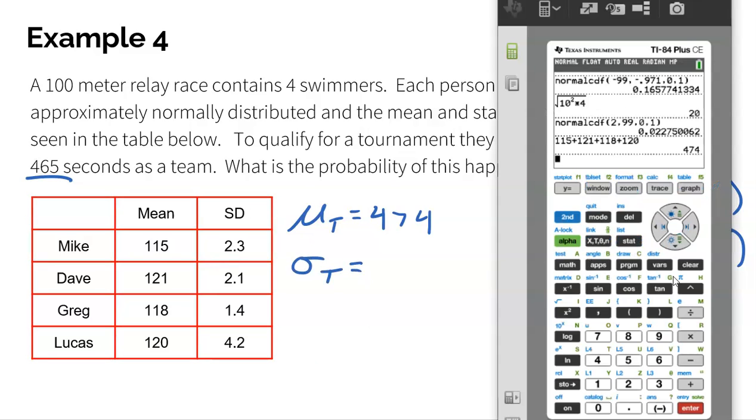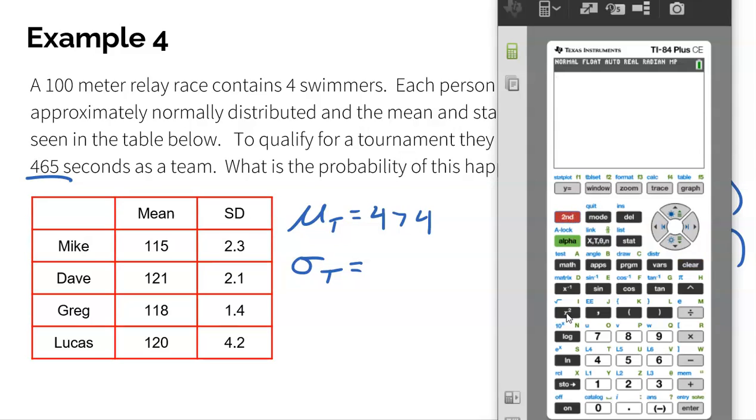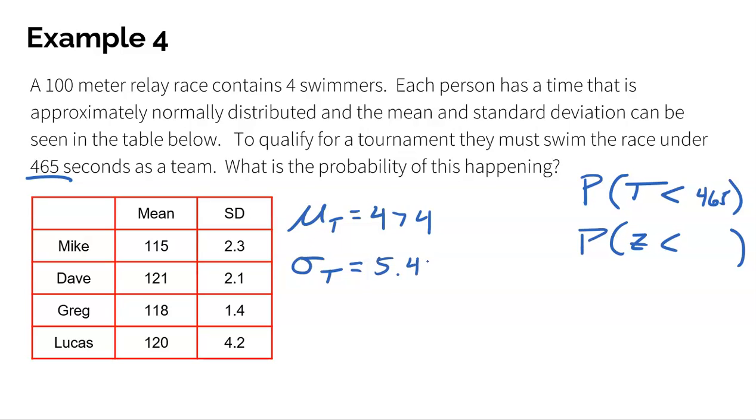Well, please, I'm begging you, you cannot add standard deviations. What you can do is take Mike's variance, 2.3 squared, plus Dave's variance of 2.1 squared, plus Greg's variance of 1.4 squared, plus Lucas's variance of 4.2 squared. And then I need a giant square root around all of that to get back to a total standard deviation, 5.413. And both of those are, of course, in seconds.